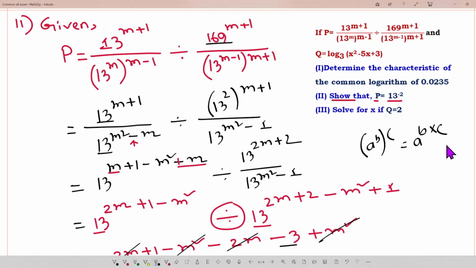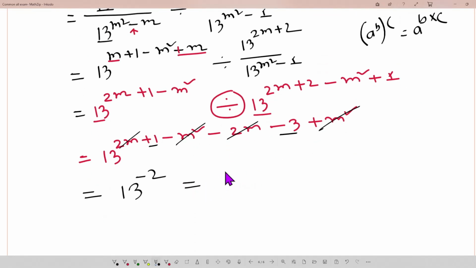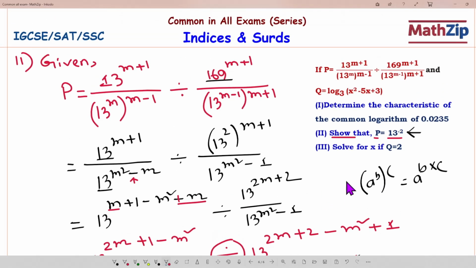Now look at our question. Here we have to show that P equals 13 to the power minus 3. So we can write short. It means this is the right hand side. So number 1 and 2 both done.